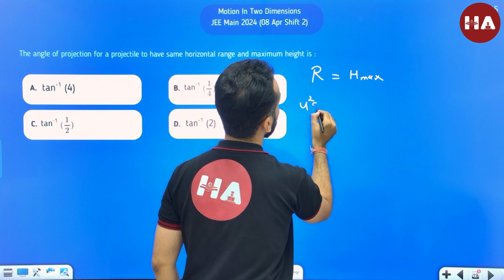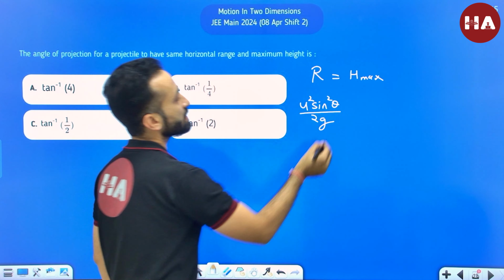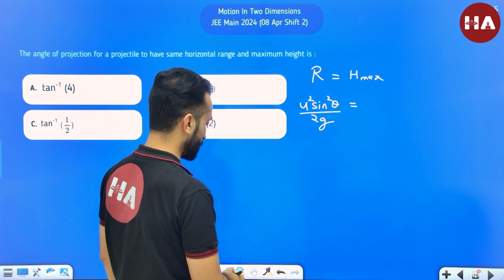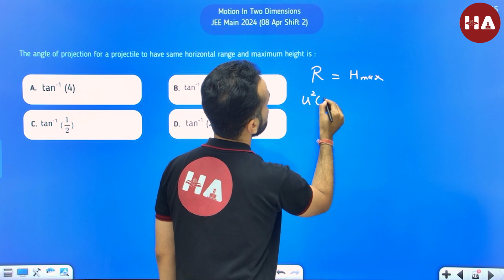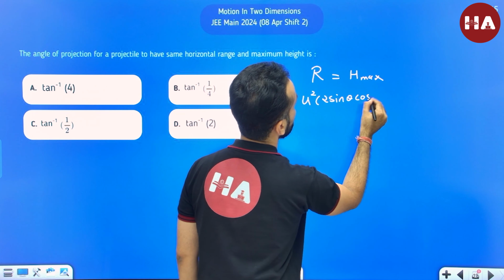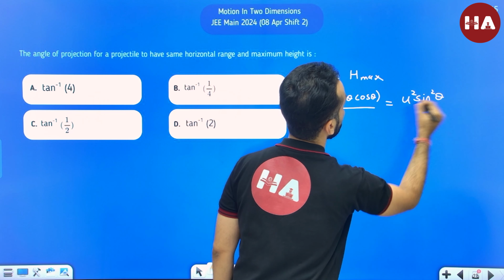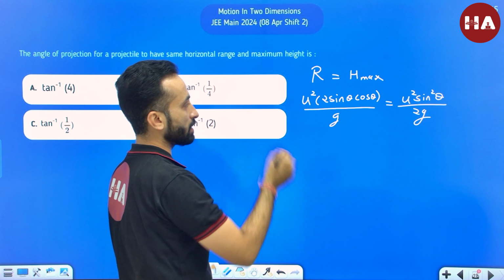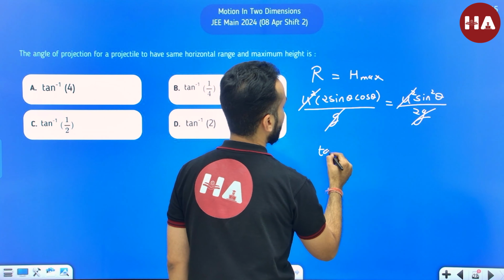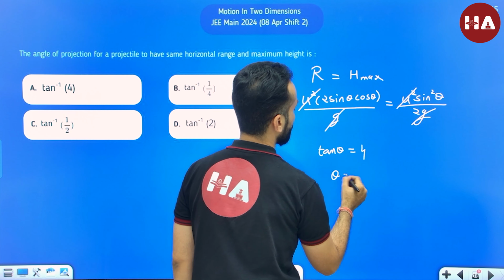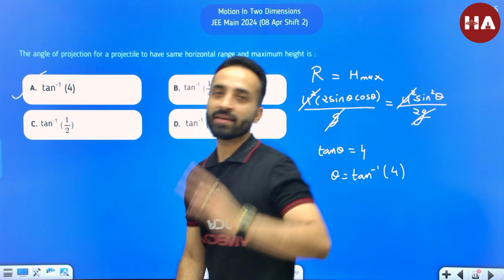So it is u square sine square theta divided by 2g, just plug in the formula. I have written this formula for the H max. So let's write it for the range first. So it is going to be u square sine 2 theta, which is 2 sine theta cos theta, divided by g, and that should be equated to u square sine square theta over 2g. When we equate these, the factor of u square is going to cancel out, g is also going to cancel out, and the value of tan theta will turn out to be 4. So theta is equal to tan inverse 4. So the correct answer should be option A, my dear students.